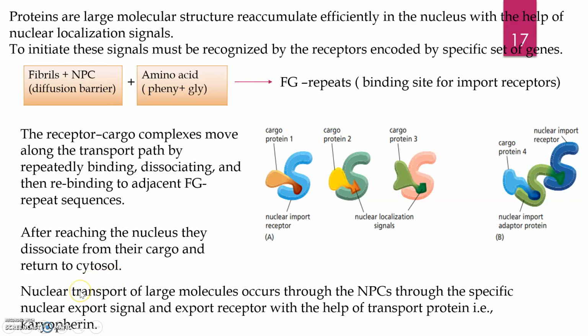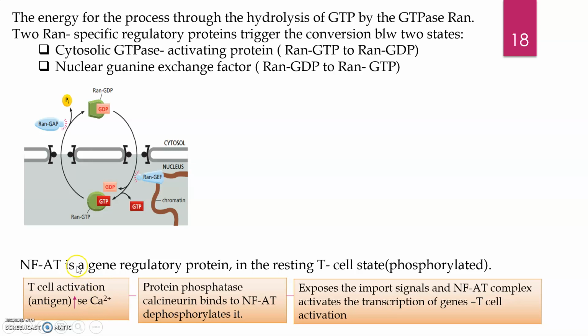Next, these export signals are also similar to the import signals, and they are transported in and out of the nucleus with the help of a special transport protein, the karyopherin. The cell obtains the energy for this process by the hydrolysis of GTP by the monomeric GTPase Ran. This is the enzyme which is present in the nucleus. With the help of this enzyme, the energy is obtained for the binding, rebinding, and dissociating process.